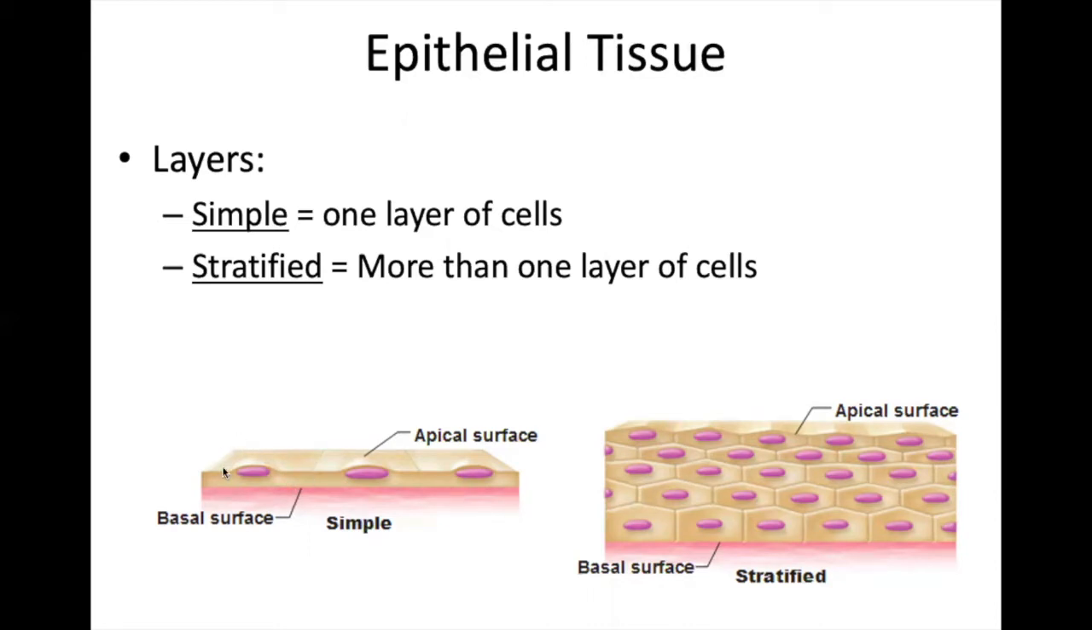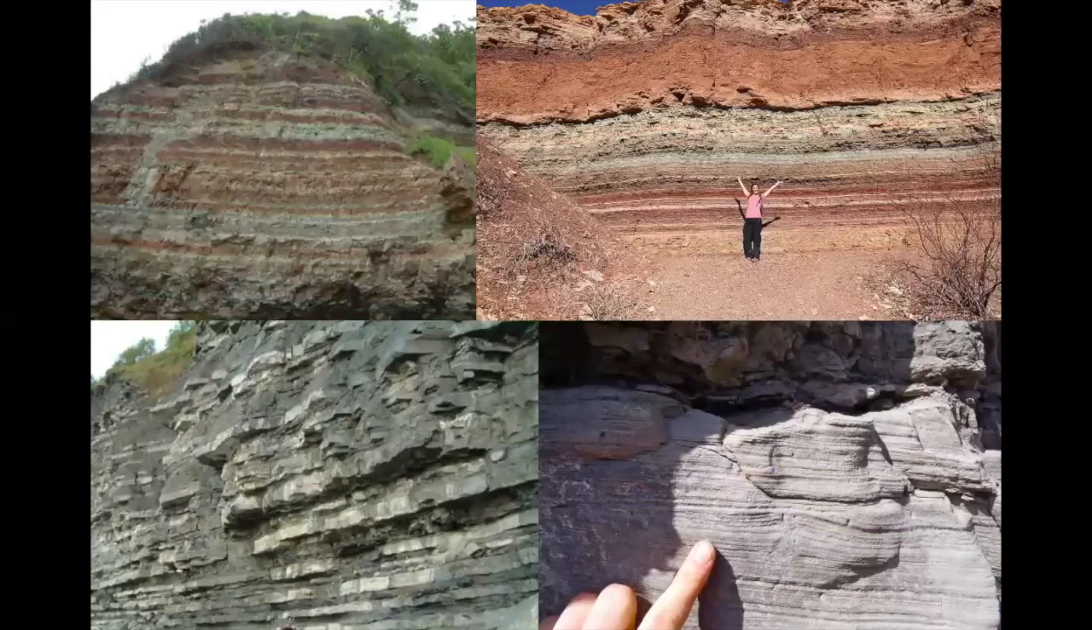So for the layers, we're going to memorize two words for this: simple or stratified. Simple is exactly what it sounds like. Easy. There's one layer. Boom, that's it. And then stratified means multiple layers, which is weird to think about, cells on top of cells on top of cells. I first learned this word when learning geology. If you look at rock formations, they actually form in layers, and each layer represents a different geologic time.